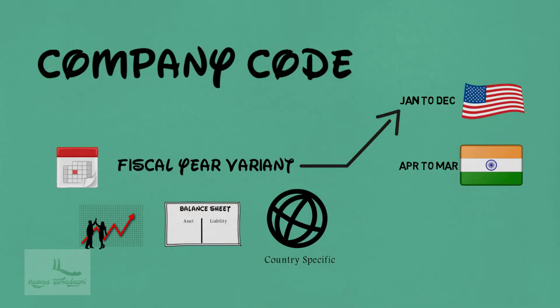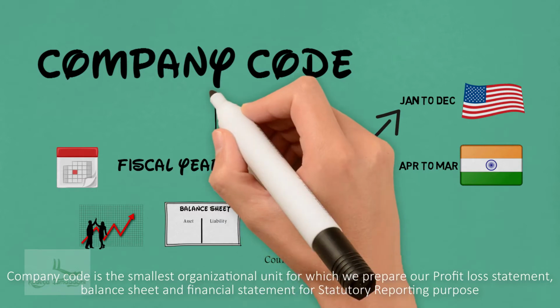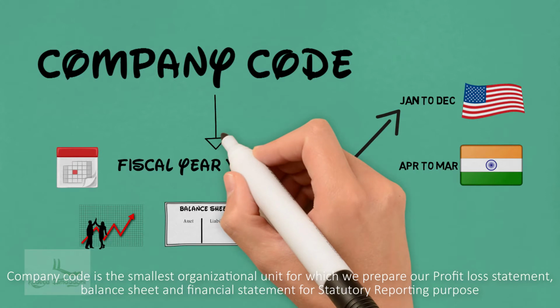It is because in SAP we generate the financial reports on the company code level. If you remember, the definition of the company code is the smallest organizational unit for which we prepare our profit and loss statement, balance sheet as well as financial statement for the statutory reporting purpose. Hence the fiscal year variant is based on the company code location.